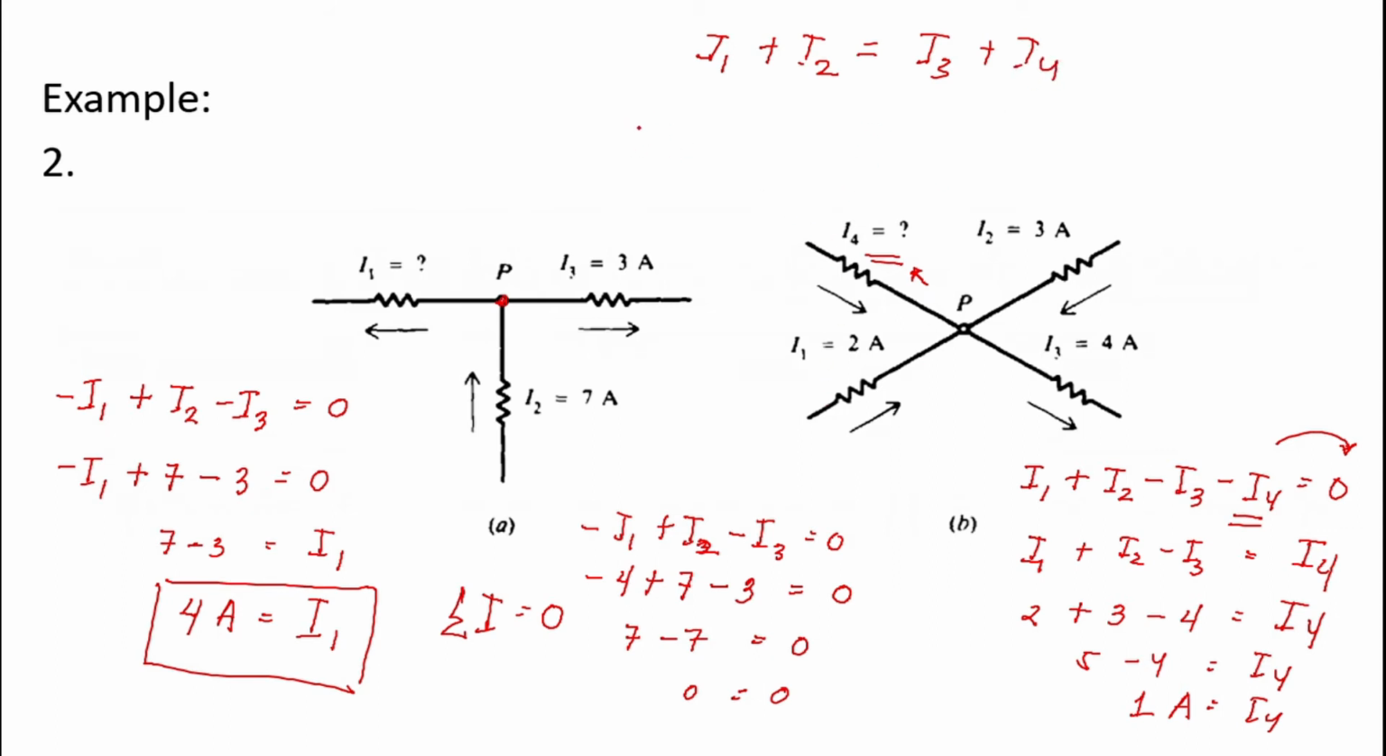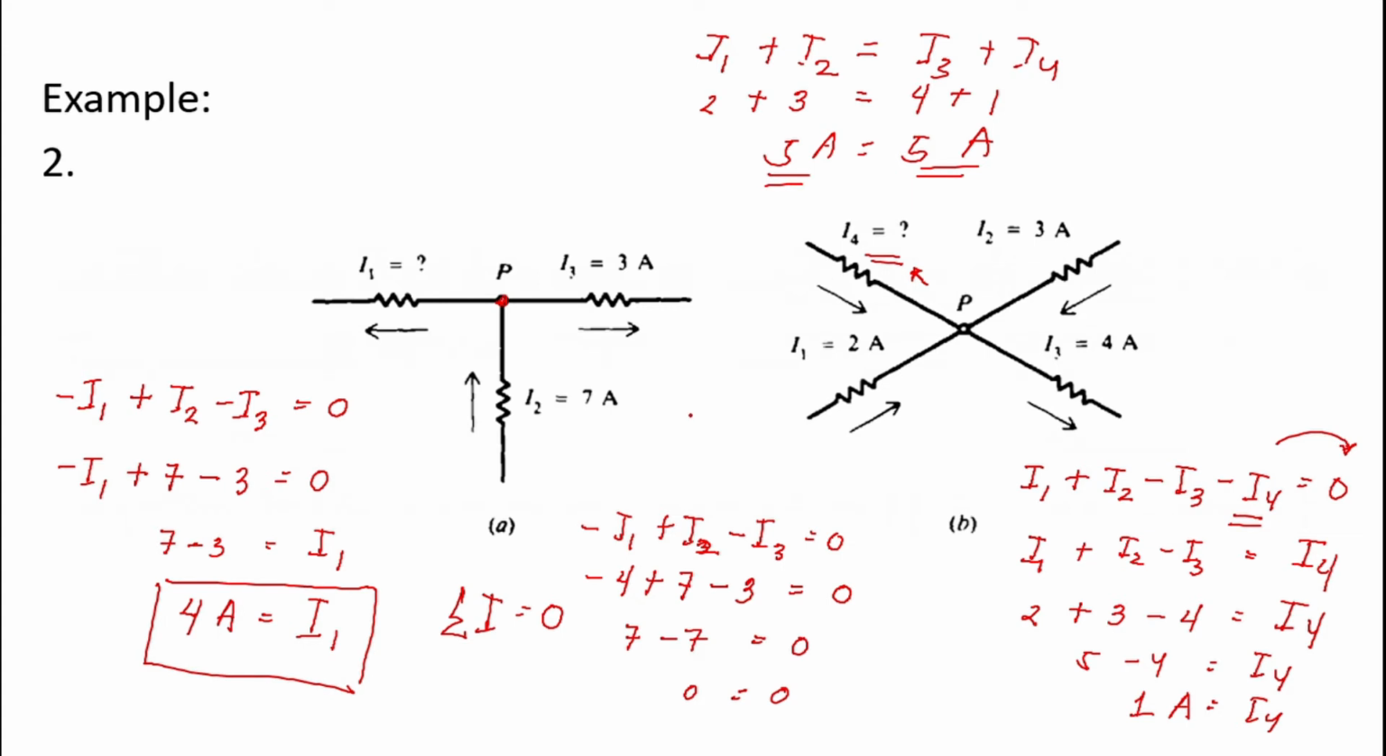Kasi, the summation of the current entering the junction is also equal to the current leaving the junction. I1 is equals to 2. And then, I2 is equals to 3. So, plus 3 equals, I3 is equals to 4. And then, I4 is equals to 1. So, plus 1 equals to 5 ampere, also equal to 5 ampere.